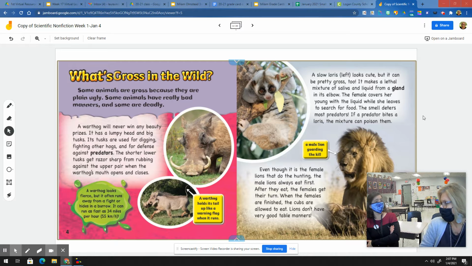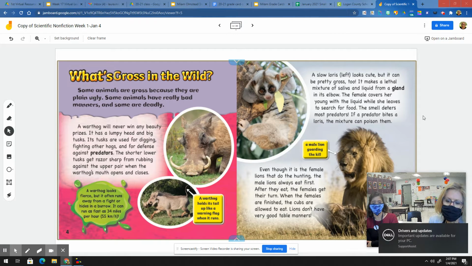Today's focus, or our learning target today, is being able to use a strategy to help you determine what an unknown word means, if you come to a word you don't know.